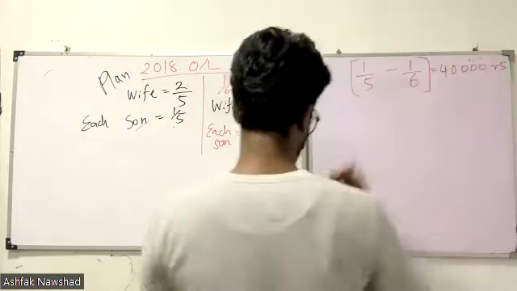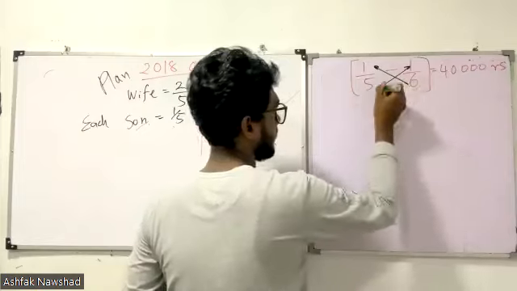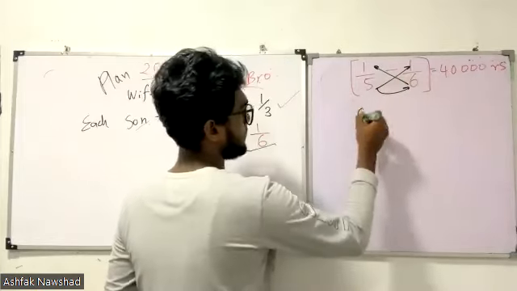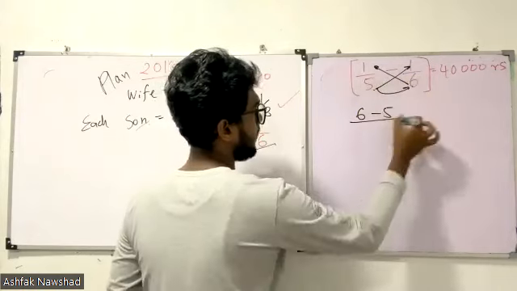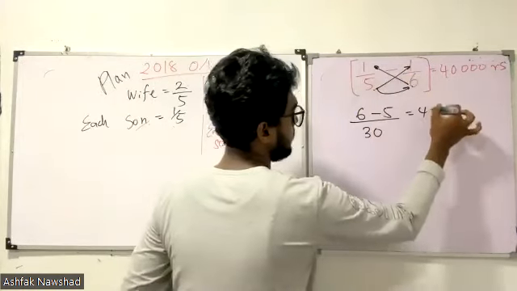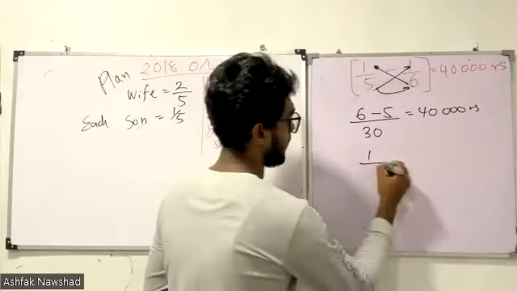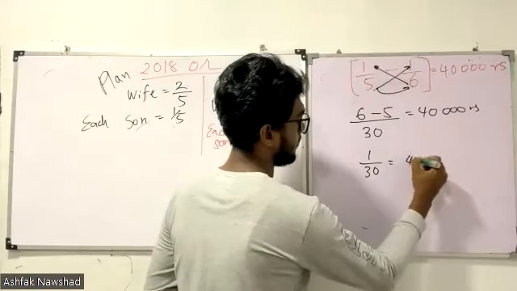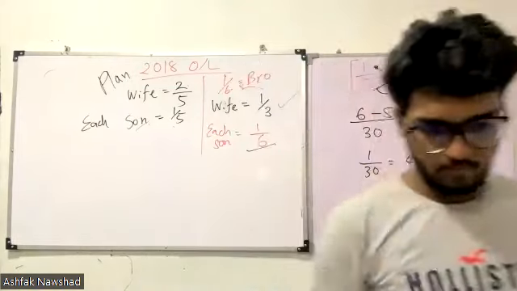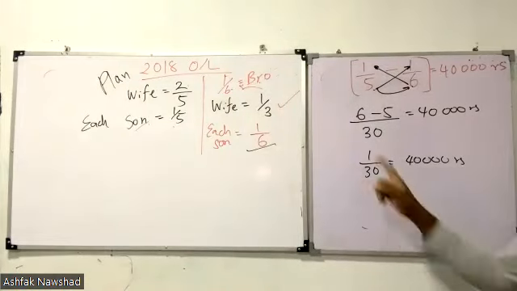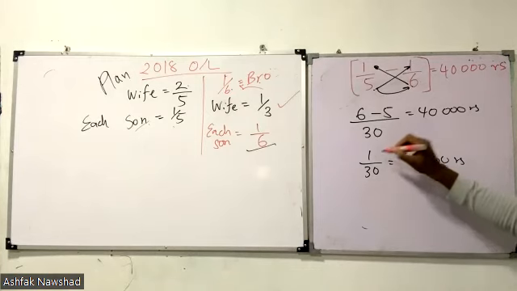Let's simplify this. The easy way is to multiply this by 1, multiply this by 1, and multiply these together. So it's 6 times 1 is 6, 5 times 1 is 5, over 30, which will be 40,000 rupees. So 6 minus 5 is 1, 1 over 30 is 40,000 rupees. We need the total, or else you can consider this as x, or you can just keep it as 1.